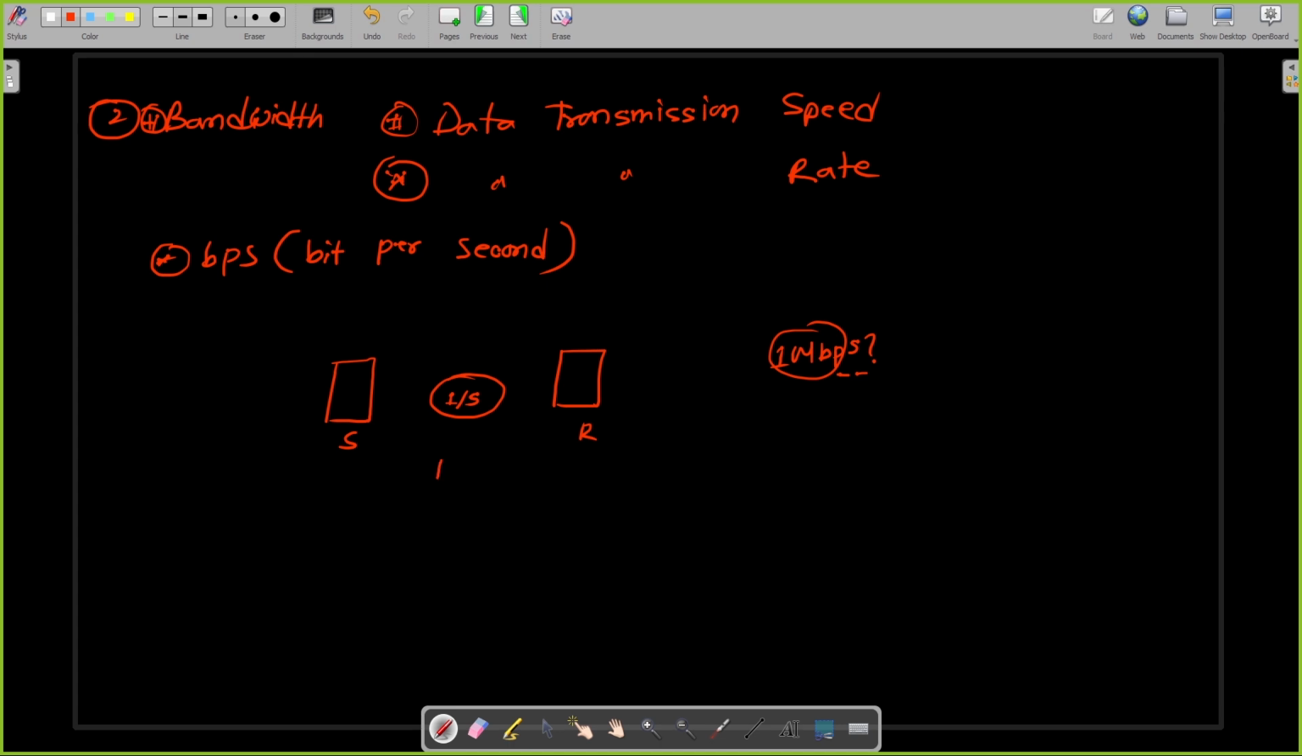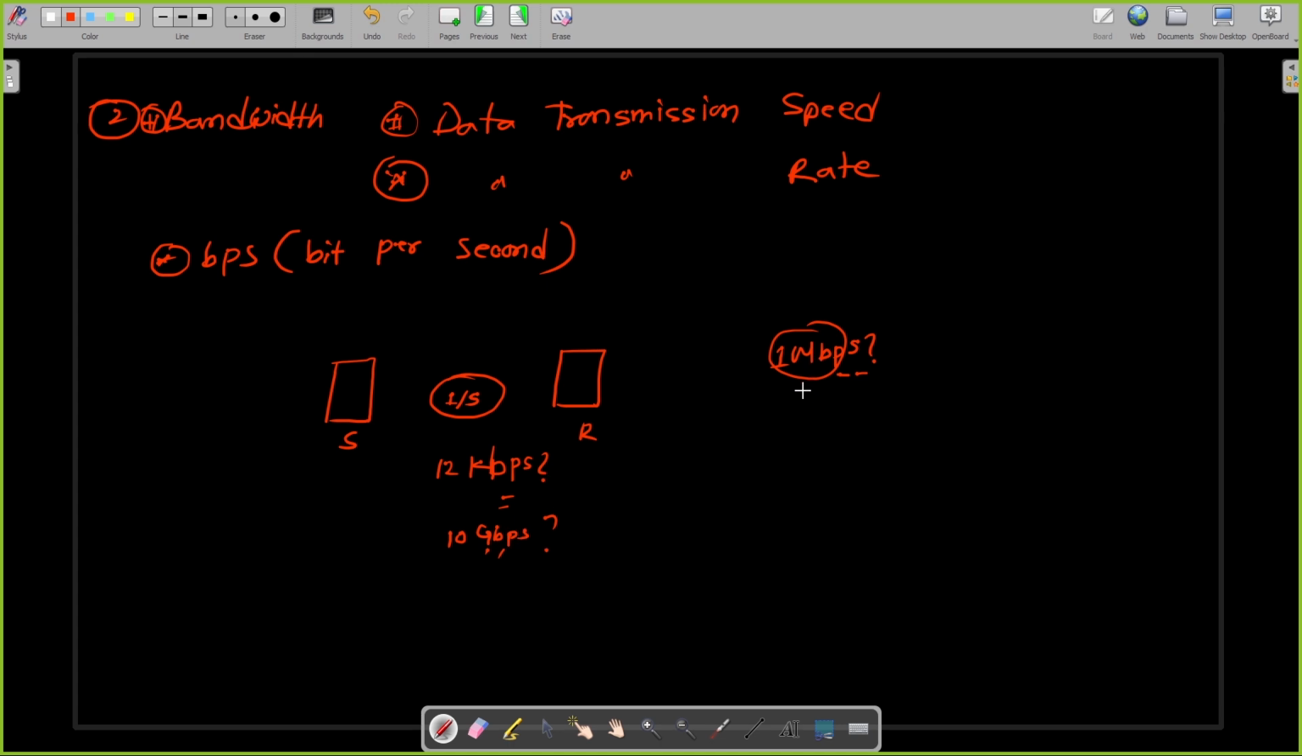If you ask what is the meaning of 12 kbps, that means this device is able to transfer 12 kilobits of data per second from one device to another device. So this is called 12 kbps. And also you can ask what is the meaning of 10 Gbps. So G means gigabit. It means you can send 10 gigabits of data from one device to another device each second. This is called 10 Gbps.